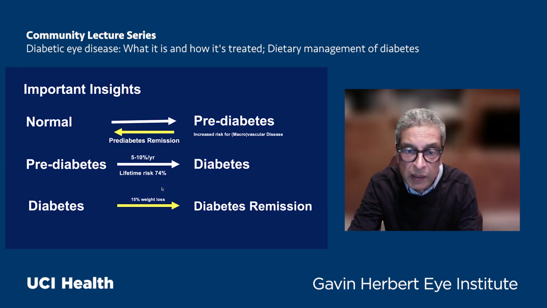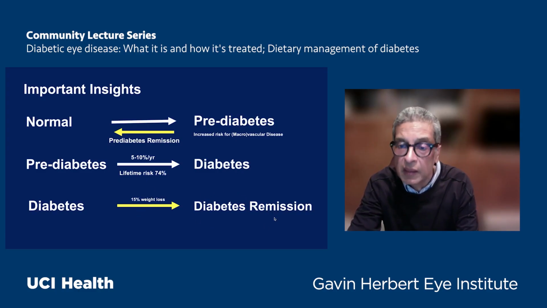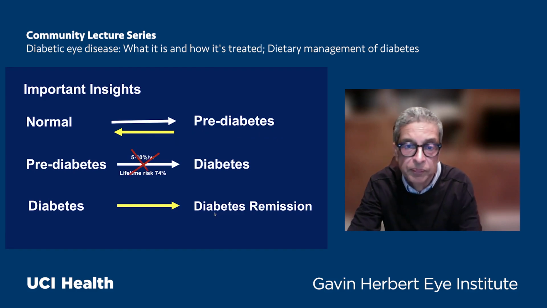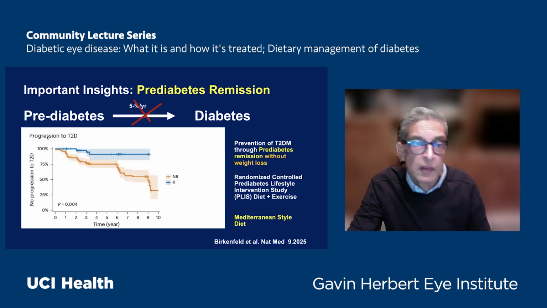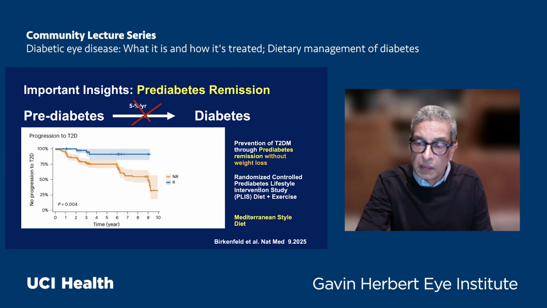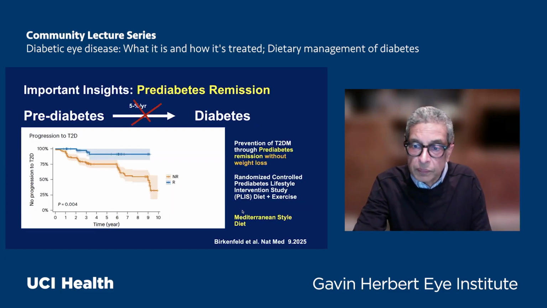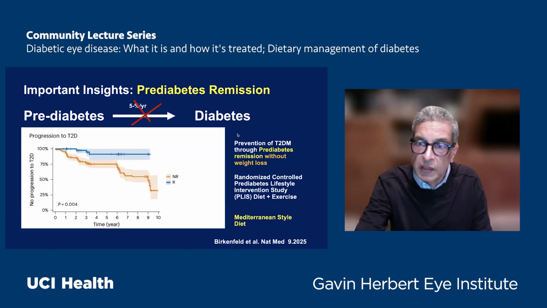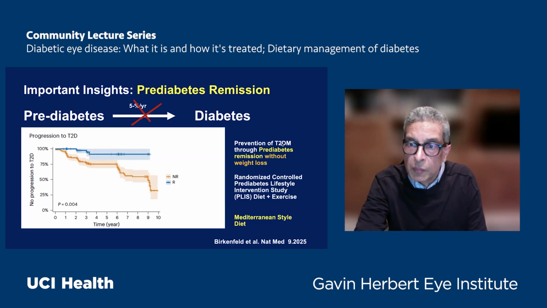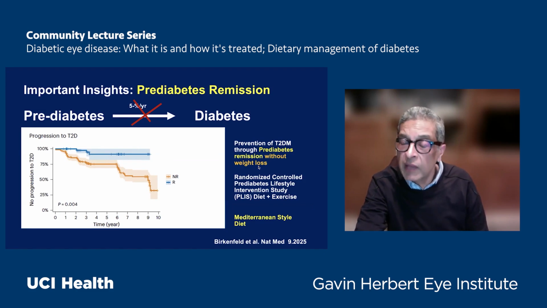This is mainly achieved by about 15% weight loss and managing the weight at a level that stays low. We can remove the risk of prediabetes moving to diabetes by putting prediabetes into a remission state. And you can see here a trial that was published just recently: you can prevent type 2 diabetes through prediabetes remission without weight loss. This was an intervention where the individuals did not lose weight, so they did not have to eat fewer calories.